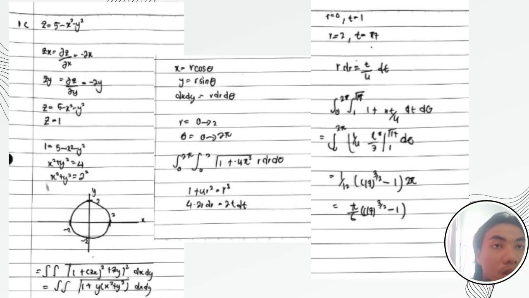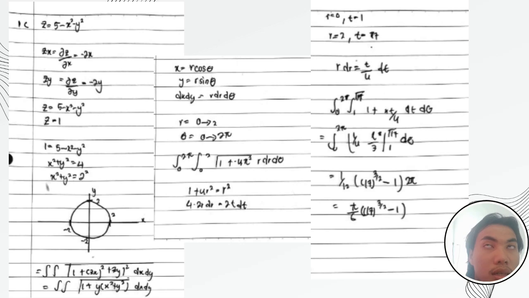Then we need to solve the integral. Use the substitution u equal to 1 plus 4r squared, and we get r dr equal to du over 8. Then the inner integral becomes 1 over 12 multiplied by 17 to the power of 3 over 2 minus 1. Now we need to solve the outer integral, and then we get pi over 6 times the bracket 17 to the power of 3 over 2 minus 1.